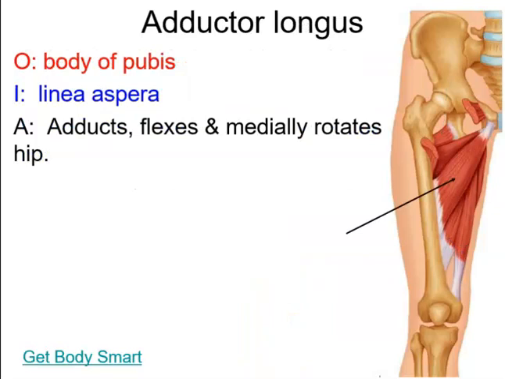Next is the adductor longus muscle. This muscle here, the adductor longus muscle, its origin includes the body of the pubis, so the body of the pubic bone. Insertion is into the linea aspera. Action of the adductor longus, again, is adduction of the thigh, as well as to flex and medially rotate the hip.